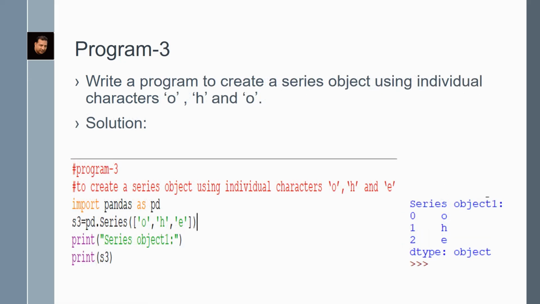Number 3. So write a program to create a series object using individual characters O, H and E. This is actually E. See the solution. S3 is equal to pd.Series, and in square brackets we have taken 3 characters within single quotes O, H, E. So this is how we can create a series. See, this is your output. Okay, now let us move to next.